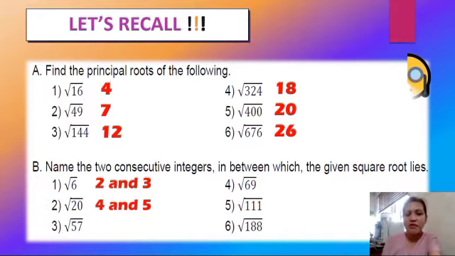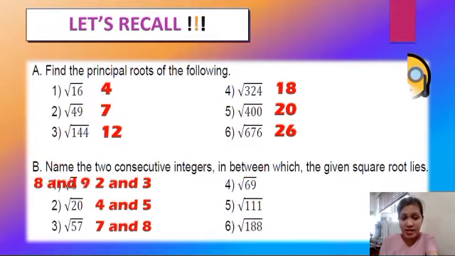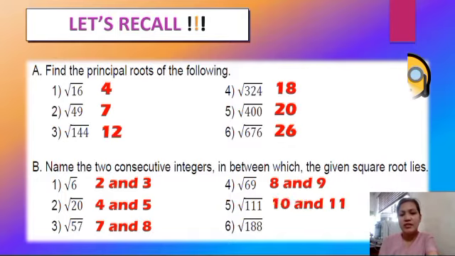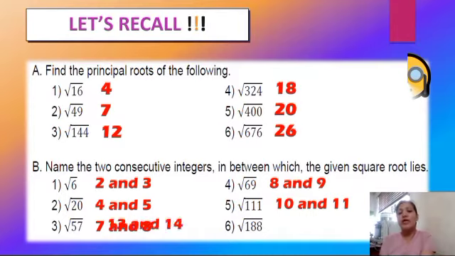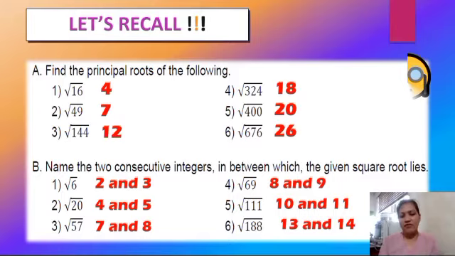Kasi yung 4 times 4 is 16. 5 times 5 is 25. The square root of 20 is between the square root of 16 and the square root of 25. Next, the square root of 57 is between the square root of 49 and the square root of 64. The integers are 7 and 8. Then, the square root of 69 is between 8 and 9. The square root of 111 is between 10 and 11. And the last is the square root of 188, which is in between 13 and 14.